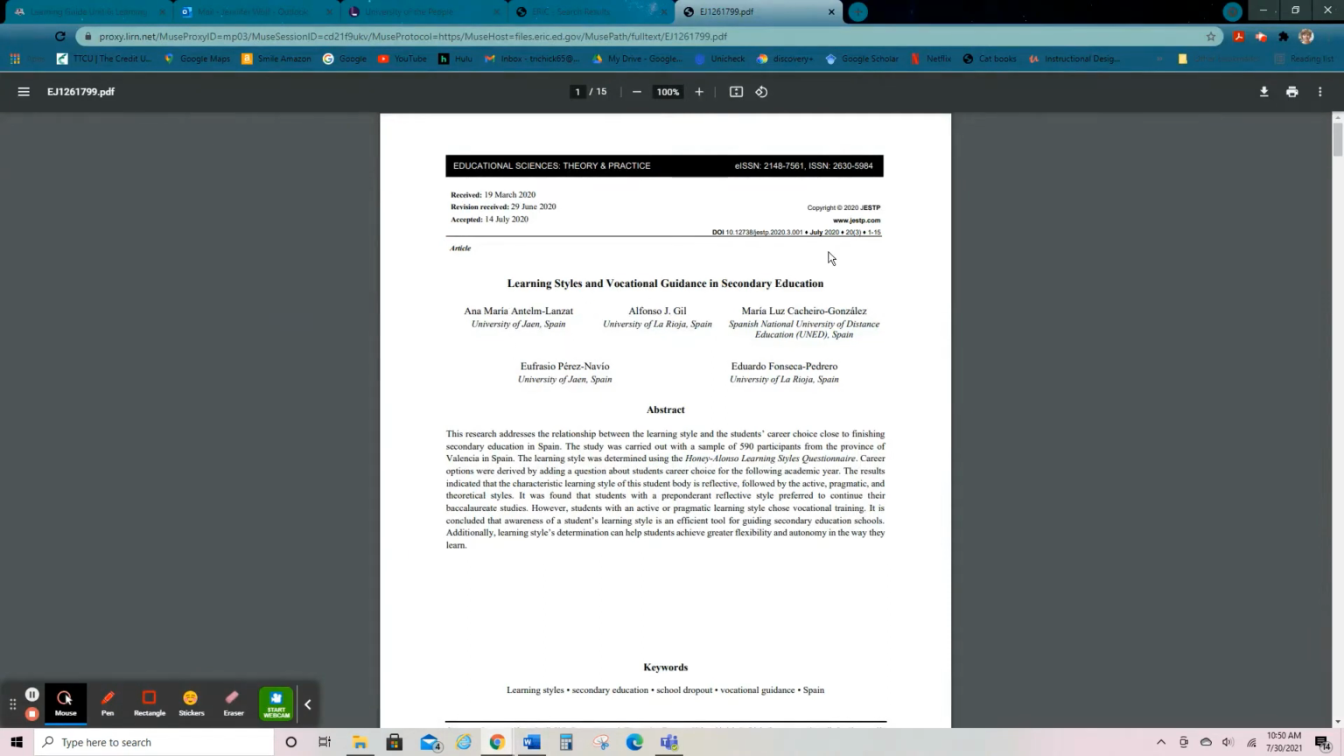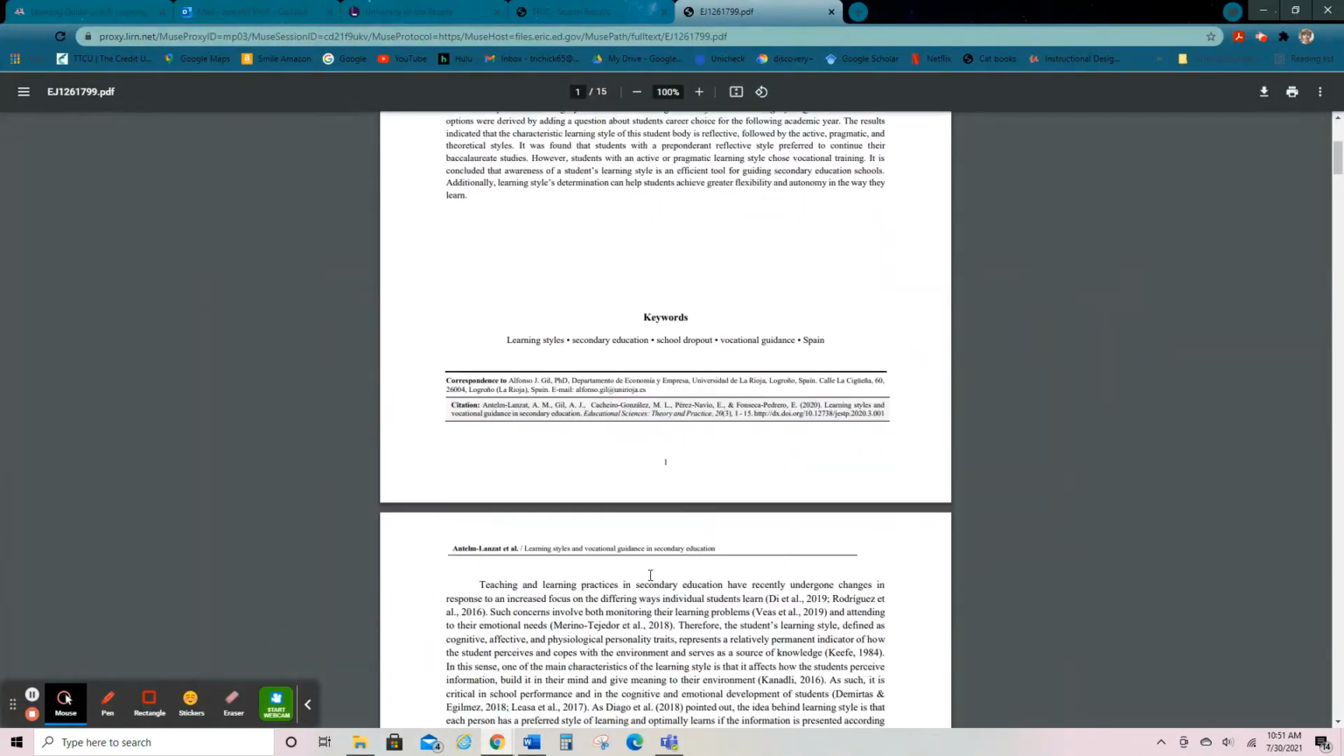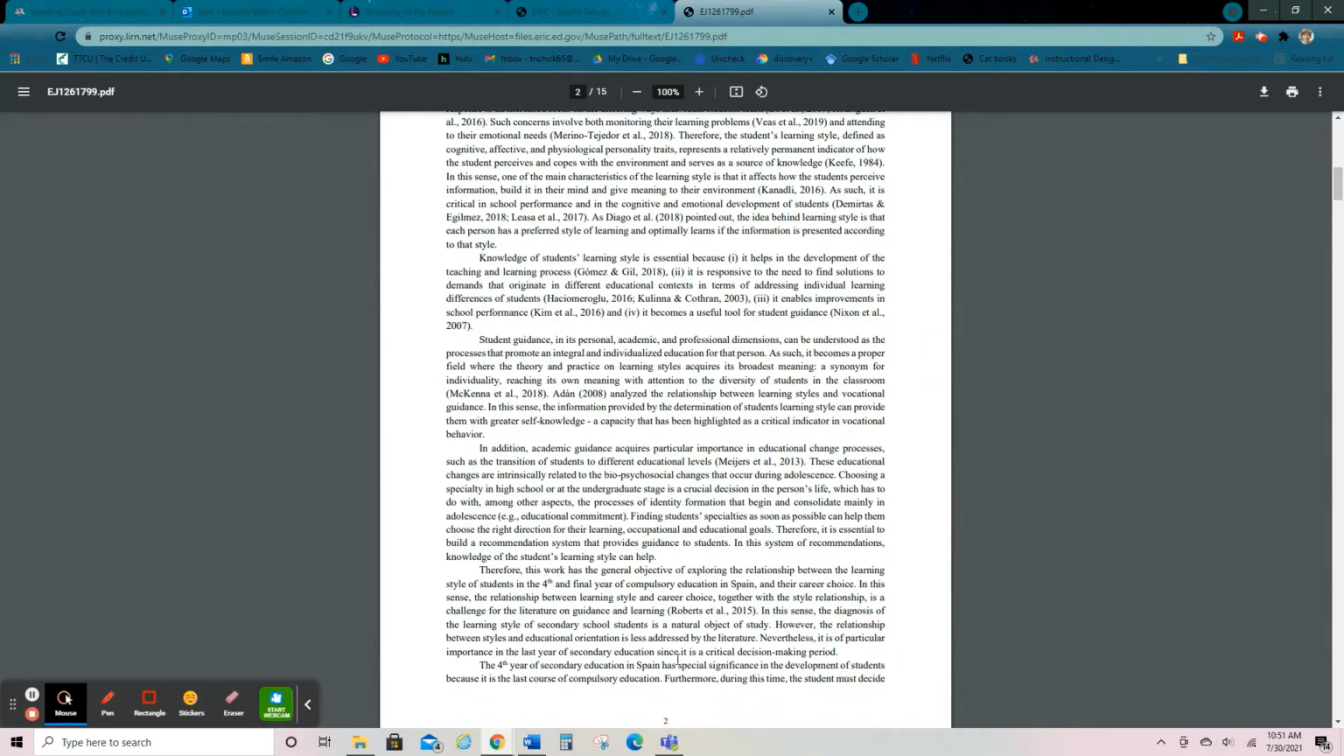is July 2020. So these dates aren't the year of publication. That's just information about when the authors submitted it. So this is the date that the journal was published. So July 2020. In an in-text citation, I only need the year. And then because it's a direct quote, I need to put the page number, page 2.